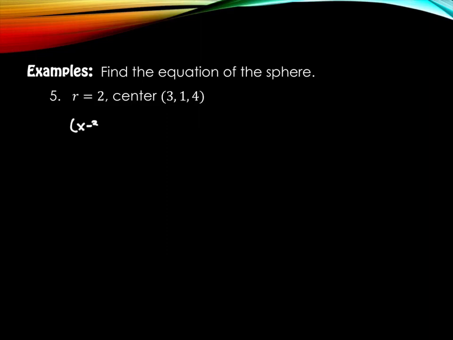So we'd have x minus 3 squared. And they are squared, by the way. It is still squared. It's not cubing anything. X minus 3 squared. How about the y? Y minus 1 squared. Z? Z minus 4 squared. And what do you think it should equal? R squared, which is 4. Just exactly like that.